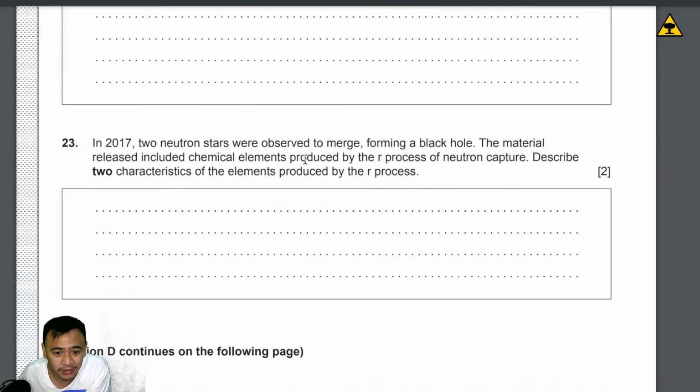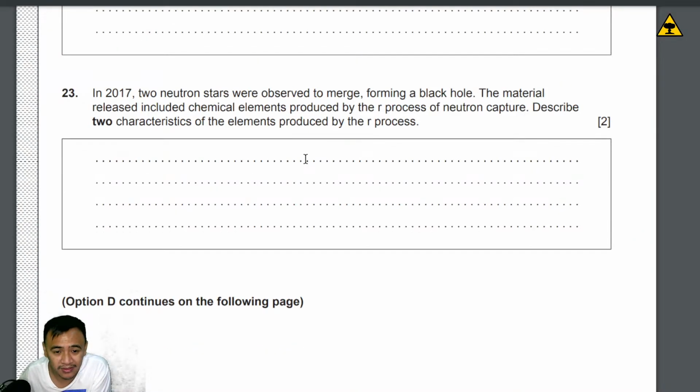We are now on number 23. Interesting. In 2017, about 5 years ago, two neutron stars were observed to merge, forming a black hole. The material released included chemical elements produced by the R process of neutron capture. Describe two characteristics of elements produced by the R process.